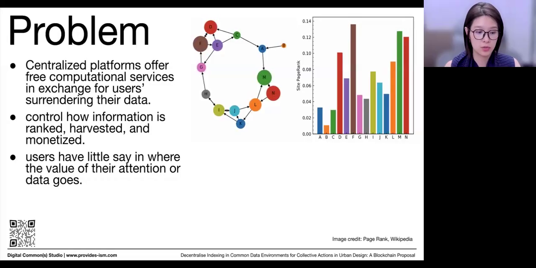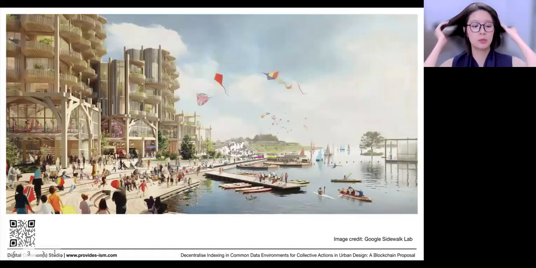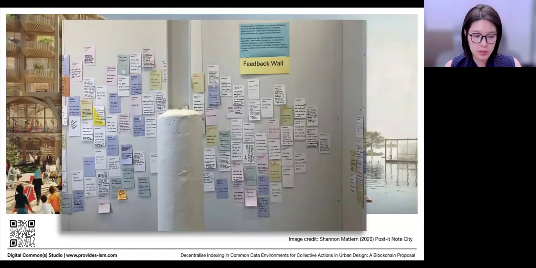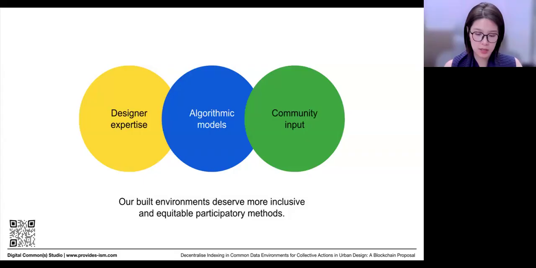Also, not much exists outside the reality of their data management model, which means we actually have very little choice as service consumers. In the field of architecture and urban design, this shows up in projects like Sidewalk Labs by Google, which has the ambition to build the next data-driven city. However, as much as they would like to invite citizen participation and data contribution, the proprietary model often drives public consultation into tokenistic outcomes, and it causes common data environments to remain siloed. What this creates is a serious disconnect between design expertise and real-world community needs, mediated by opaque algorithmic models. Our built environment deserves more inclusive and equitable participatory design methods.